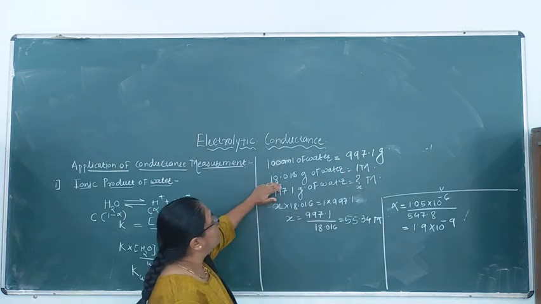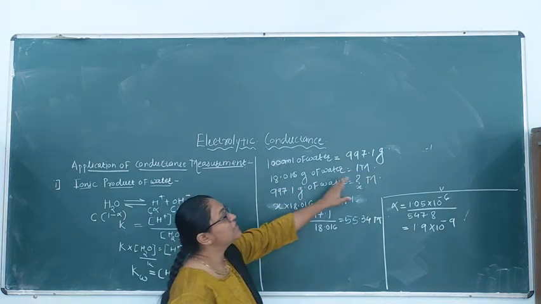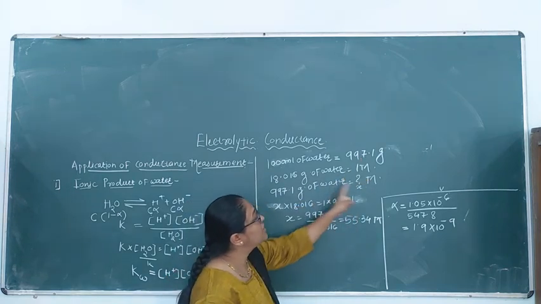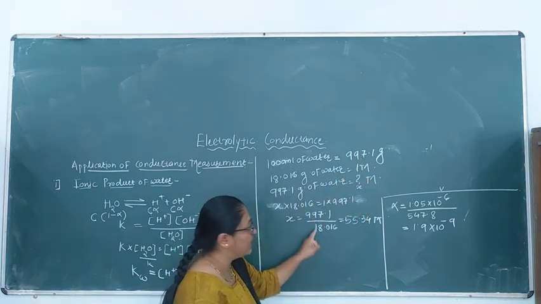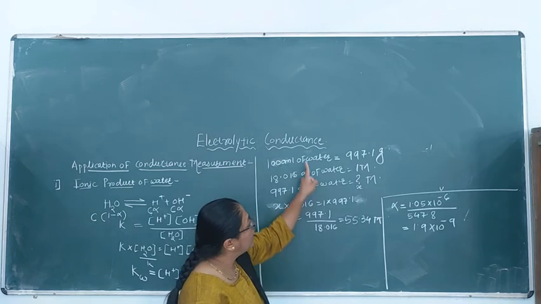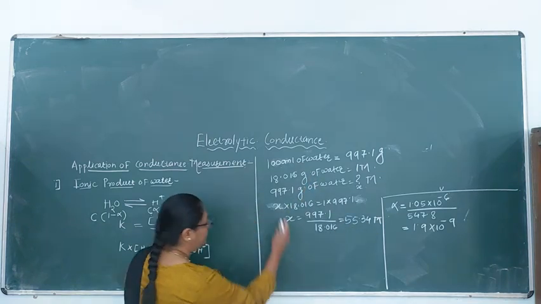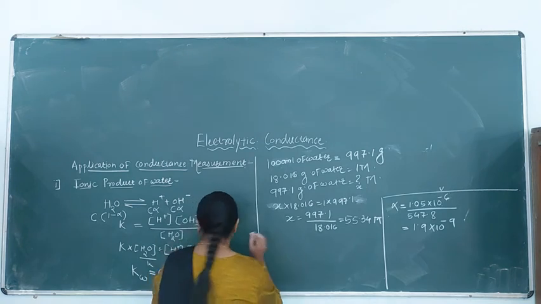Then 18.016 grams corresponds to 1 mole of water. Therefore, this much grams corresponds to how many moles, that we have calculated. So 1 liter of water is 55.34 molar.